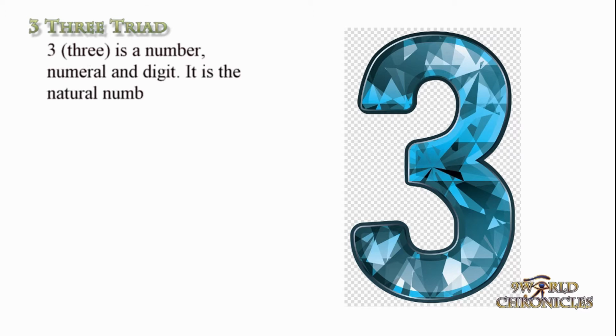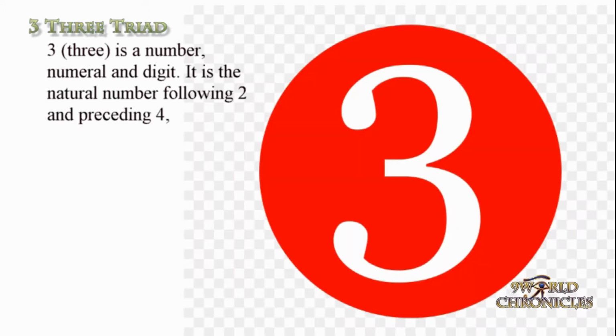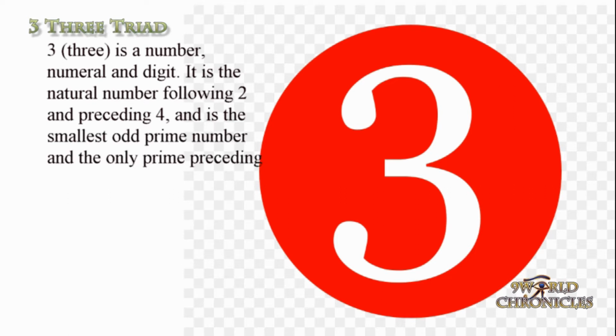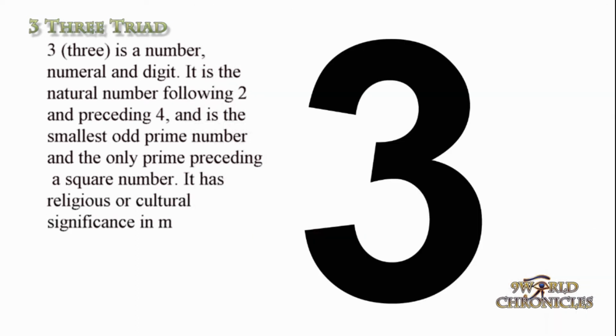3 is a number, numeral, and digit. It is the natural number following 2 and preceding 4, and is the smallest odd prime number and the only prime number preceding a square number. It has religious and cultural significance in many societies.